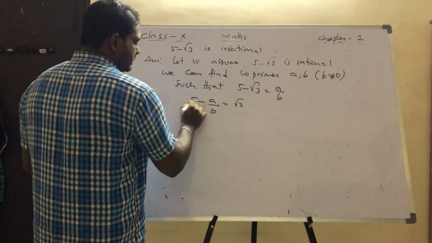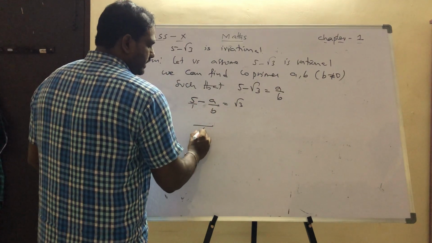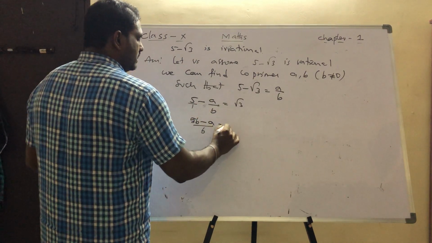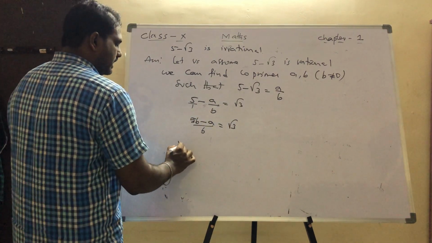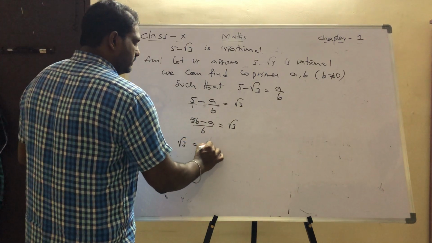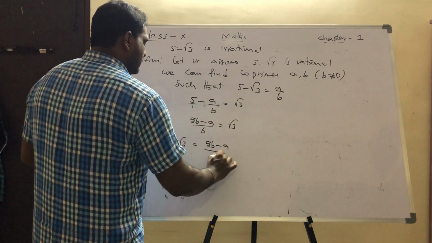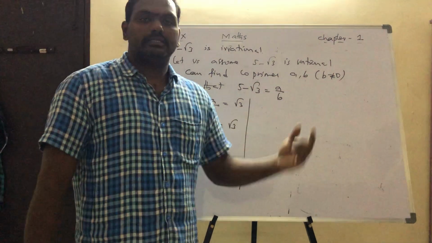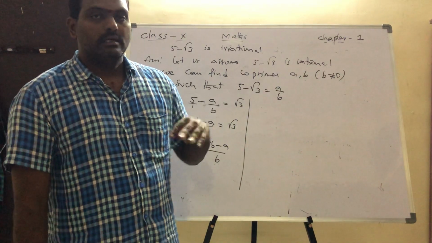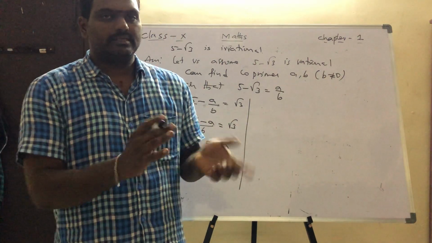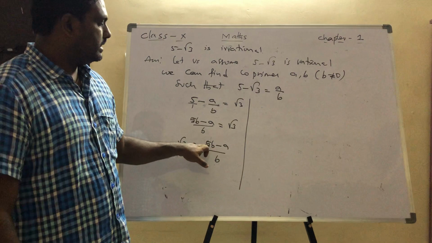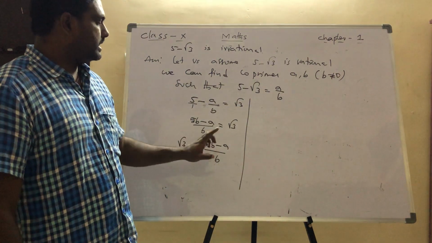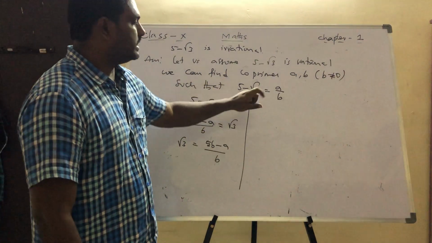Now, what is the next step? If nothing is there, it is 1. So, the LCM will be b. 5b minus a by b is equal to root 3. Or I can write root 3 is equal to 5b minus a by b. Now in this case what happens? In the first discussion we took a, b co-primes, multiplied or divided, and made some changes. Here a by b was totally changed to 5b minus a by b because of 5 minus root 3.